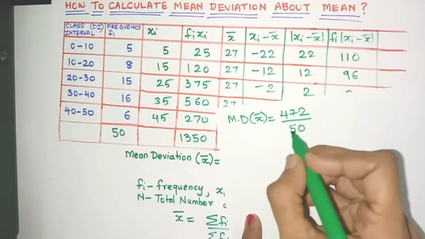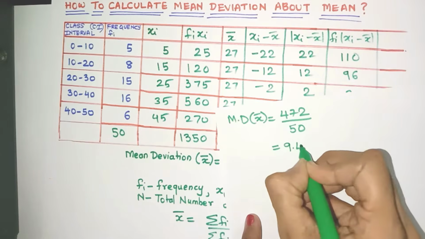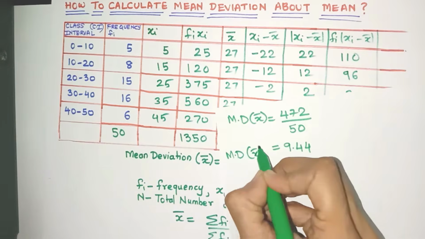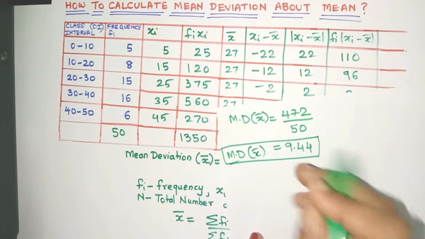Now this, when you divide, it comes out to be 9.44 friends. You can just check it out. So the mean deviation for this group data about the mean is 9.44.